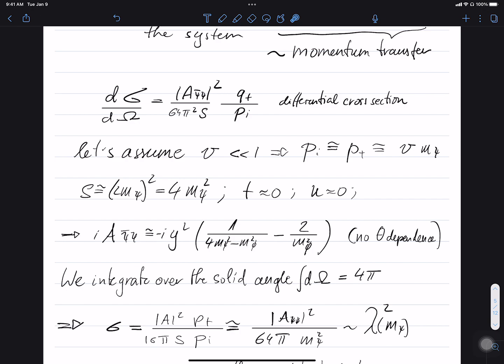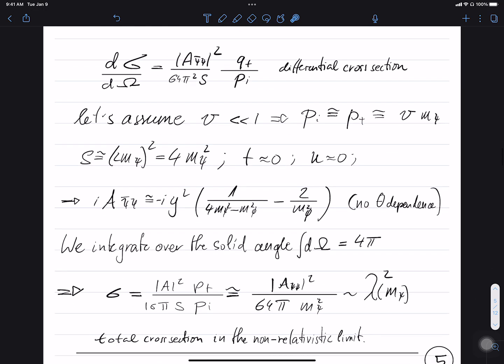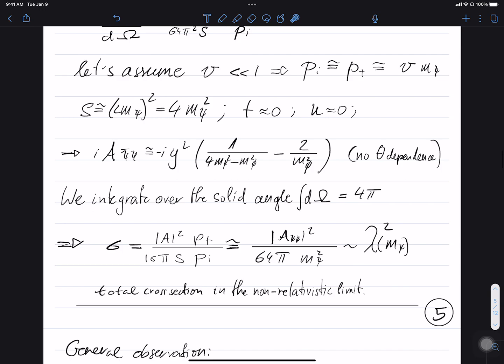final momenta, as we said, are given by the mass of the particle psi times its velocity. And the velocity is not large, so it's smaller than the velocity of light, which we express as v is much smaller than 1 in our units. So then we can simplify the total energy just by the sum of their masses. So S, the total energy squared, would be just 4 m psi squared. And T and U would be 0 at that leading order, because here we have a v squared, which we say is a small parameter.